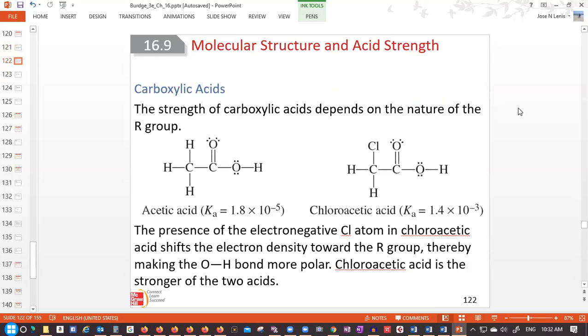Here is the structure for acetic acid. And look at the structure here for chloroacetic acid. What is the difference between these two? Look, this hydrogen here has been replaced by a chlorine, an electronegative element, more electronegative.